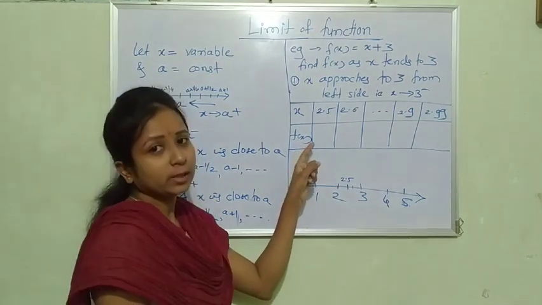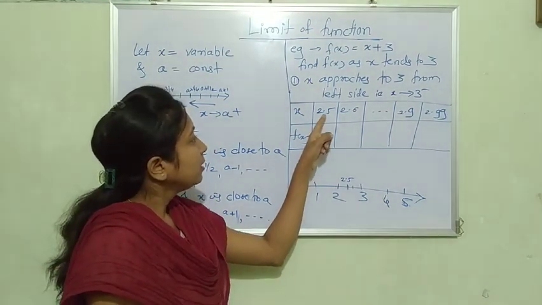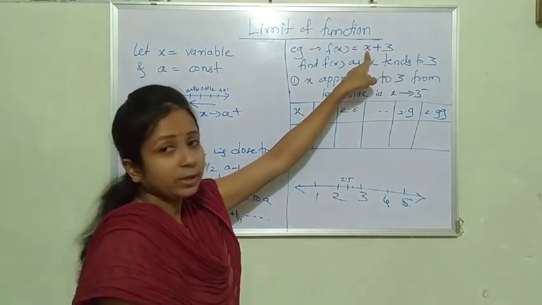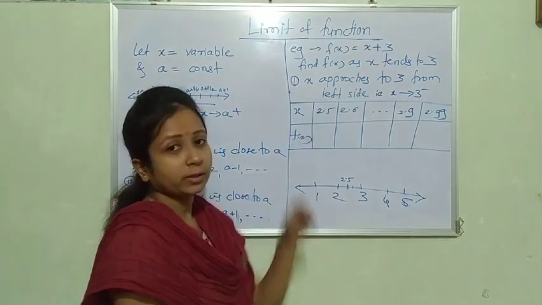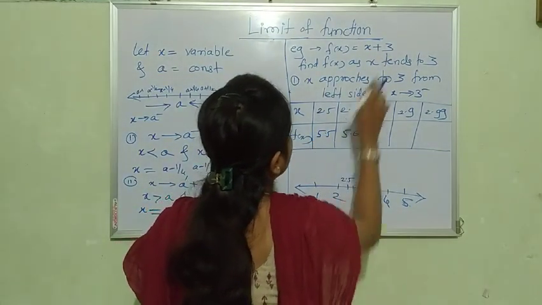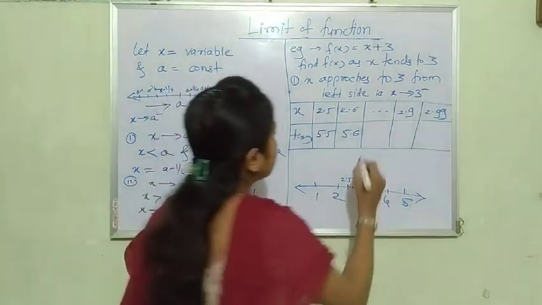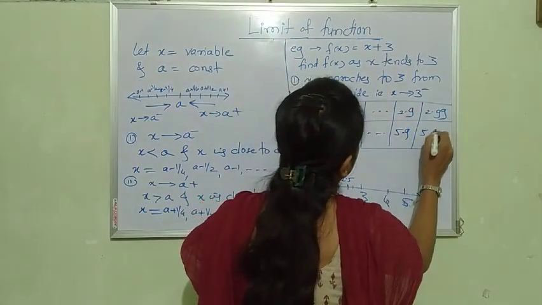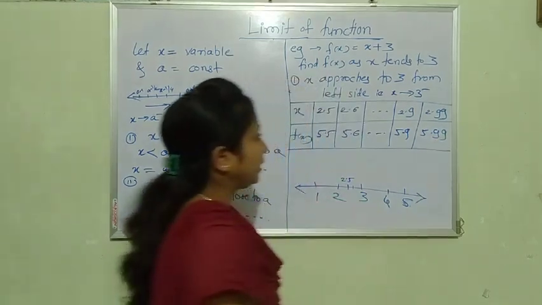Now let us find the corresponding values of f of x. When x is 2.5, what is f of x? Substitute 2.5 here: 2.5 plus 3 is 5.5. 2.6 plus 3 is 5.6, and so on. 2.9 plus 3 is 5.9.